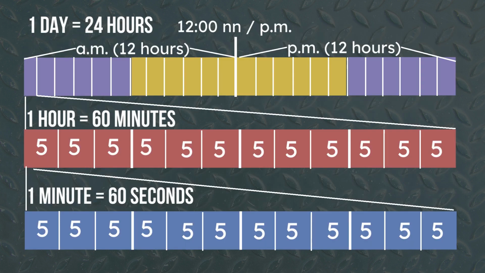So I have this chart here. Each day is composed of 24 hours. The 24 hours are further divided into AM and PM, which is before and after noon. Each hour is also divided into 60 minutes, and each minute is divided into 60 seconds.